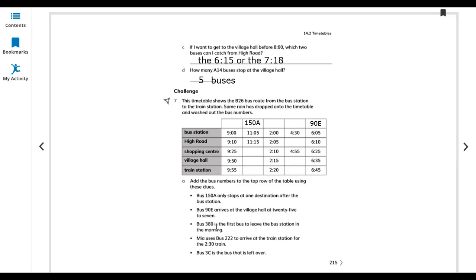Bus 380 is the first bus. So this one, 380. You can use B here.